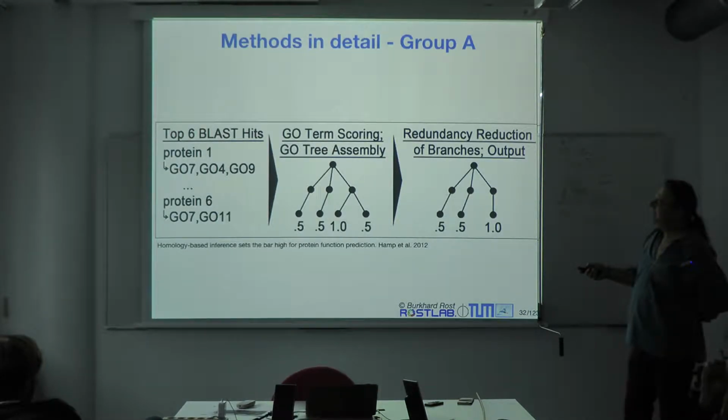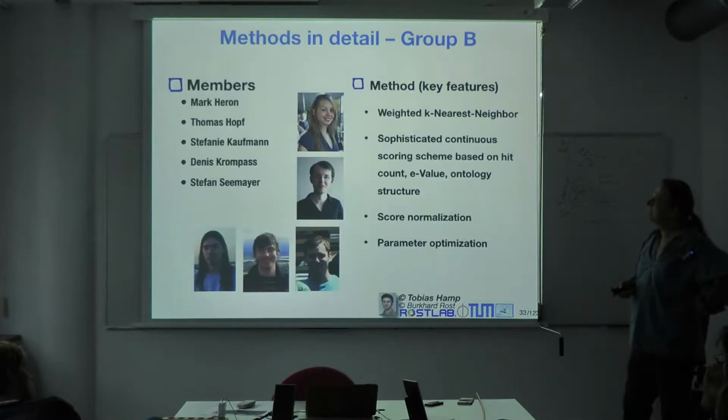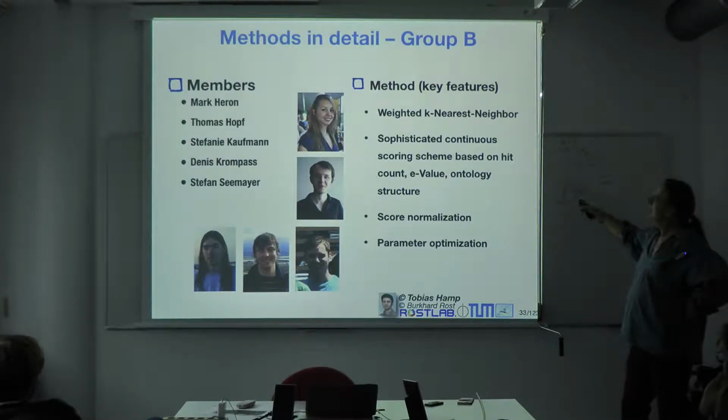In more formal terms, essentially they predict 3 different trees from the first 6 hits that they have. The second group, again, did the same thing, also a weighted k nearest neighbor, but with a different scoring scheme.